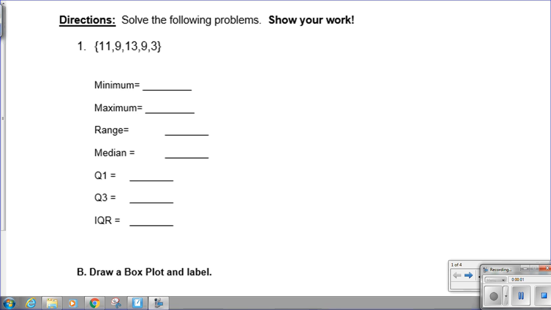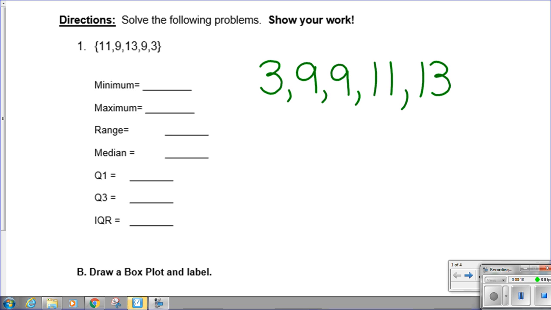Okay, so the very first thing that you should do with any set of data is to put it in order from least to greatest. So this set of data went 3, 9, 9, 11, 13. From there, you can recognize the minimum, which is the lowest number, 3, and the maximum, which is the highest number, 13. Range deals with these two numbers here. It's high minus low, so 13 minus 3 equals 10. Range and IQR are different, so make sure you know what you are looking for.